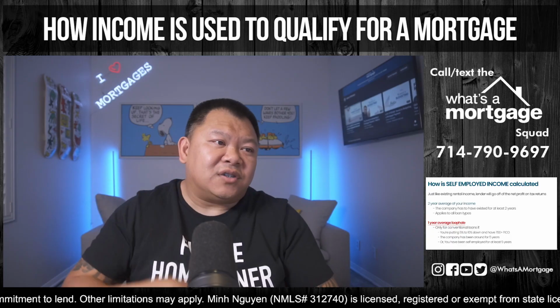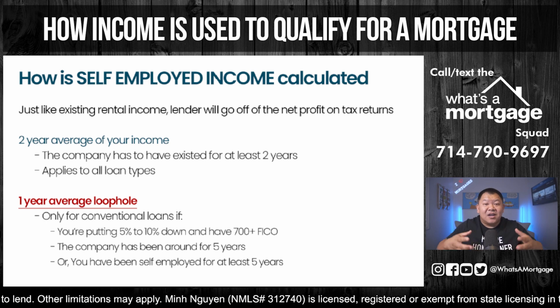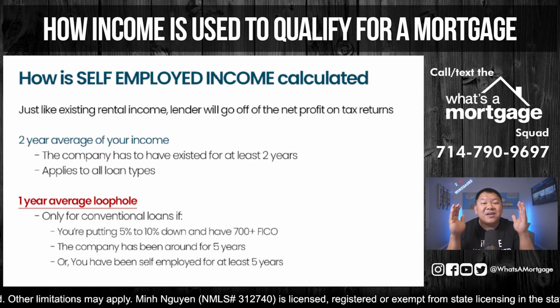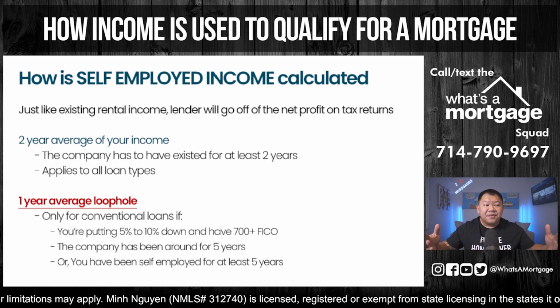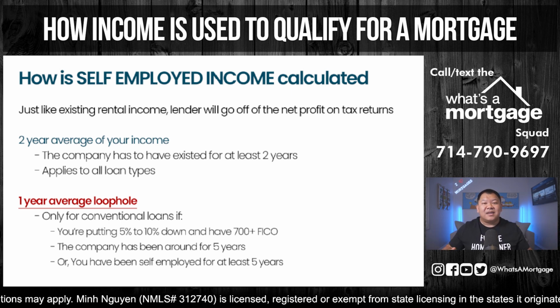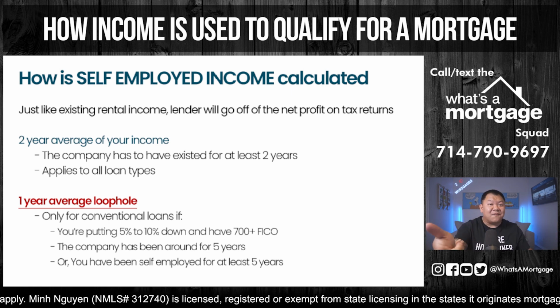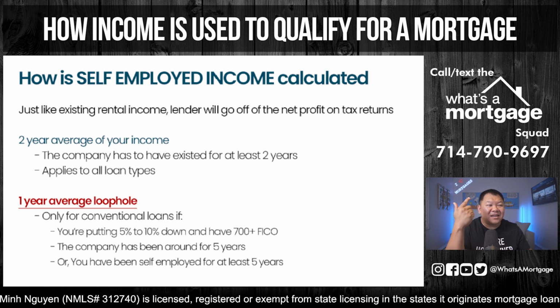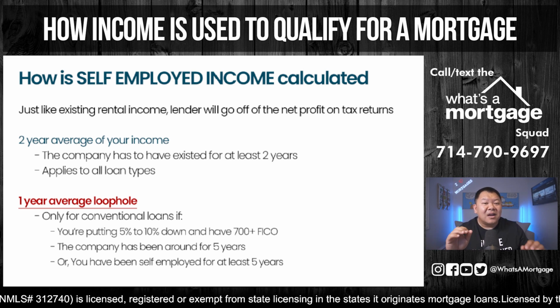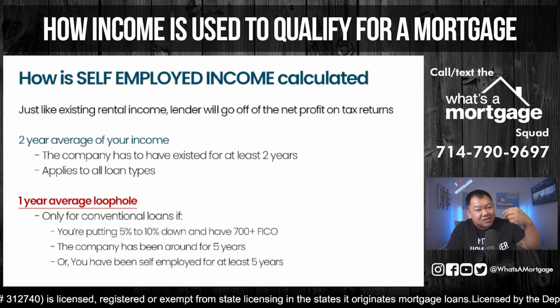The third one is self-employed income. If you're self-employed, typically, like I said, they want a 2-year history. So they're going to do a 2-year average. That applies to jumbo loans, government loans, and conventional loans. Remember that they want a 2-year history, so there's a 2-year average.